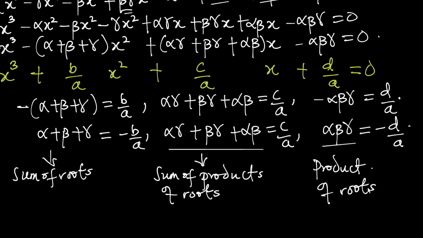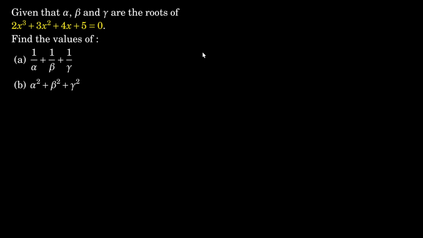So this knowledge is what we'll be needing to solve the next question before us. The question says that given alpha, beta, and gamma are the roots of this equation, find the values of this and the value of this. So this is what we're going to do. I would recommend that you have your sum of roots, sum of product of roots, and the product of the roots from the given equation.